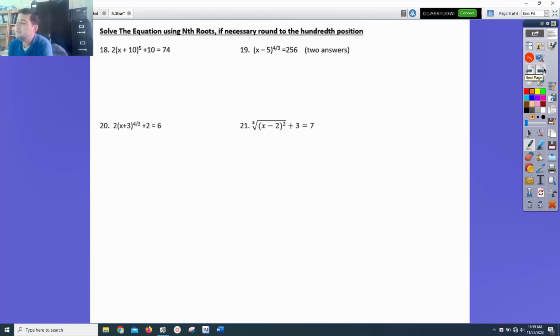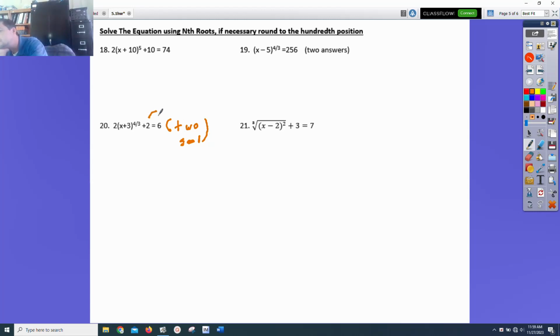All right, solve the equation using nth roots. If necessary, round your answer to the 100th position. You got to be careful on these because some of these have more than 2 answers. It doesn't say number 20 has 2 answers, but 20 does have 2 answers. Cube both sides, it has 2 answers. It has 2 solutions. But I'll let you do 19. I'm going to do 20 and probably 21.